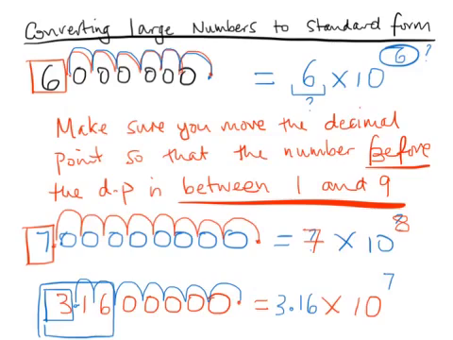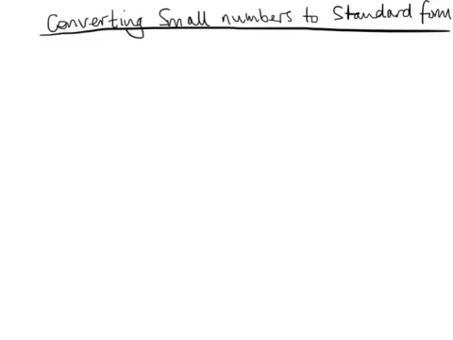Let's now look at converting small numbers to standard form. So what do we mean by a small number? Well, small numbers look something like this. Let's do an example. 0.00001. It's a small number. It's fairly close to 0. Now we know that a standard form number looks something like something times 10 to the something. We need to work out what they are.